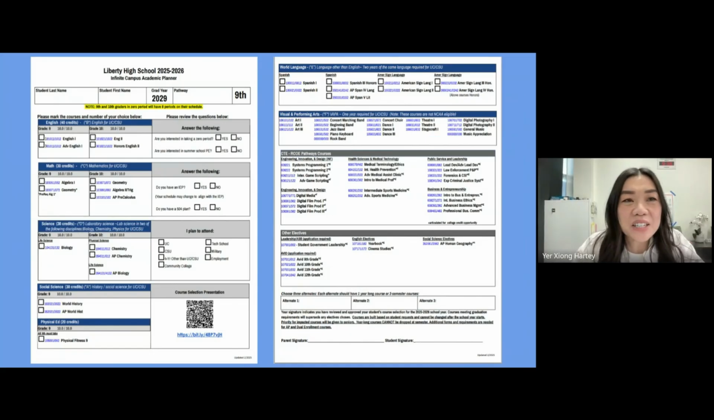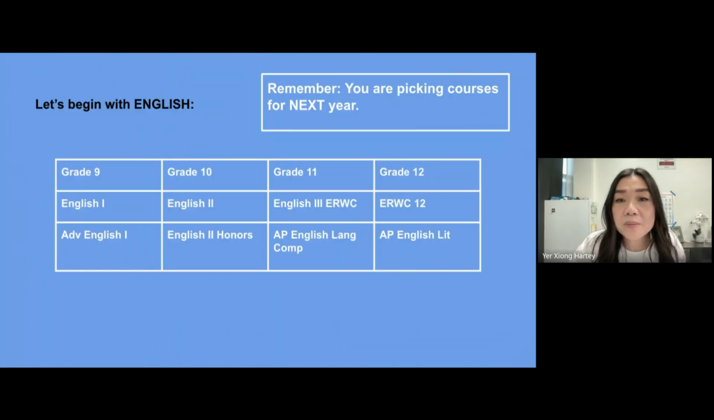Good morning, ladies and gentlemen. So all of you should have received a Liberty High School 2526 course registration form. It is double-sided, and so you'll see the front and the back. Remember, take this form home, talk to your parents, your guardians, whoever the adult is at home, so that they can guide you in selecting the appropriate courses so that these courses are aligned with your future goals or your future plans. So let's talk about your English placement for your 9th grade year.